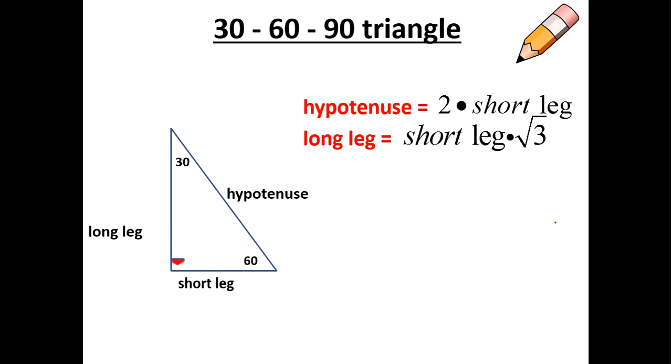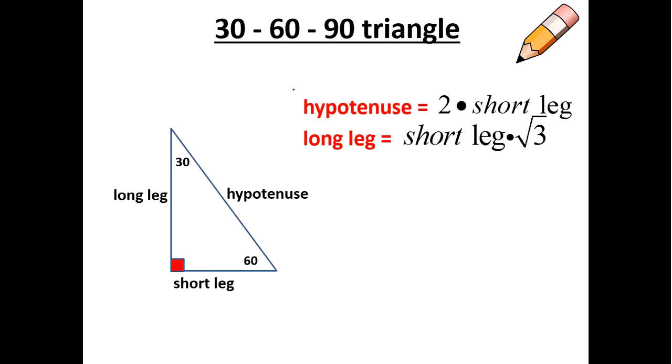Let's now open up our 30, 60, 90 triangle flap. We're going to have on the top here my two formulas I'm going to want to memorize. My hypotenuse is 2 times the short leg, and you're always going to want to remember the short leg. The long leg is the short leg times the square root of 3. So I always tell students the short leg, if you do not have it in the 30, 60, 90 triangle, you got to find it.